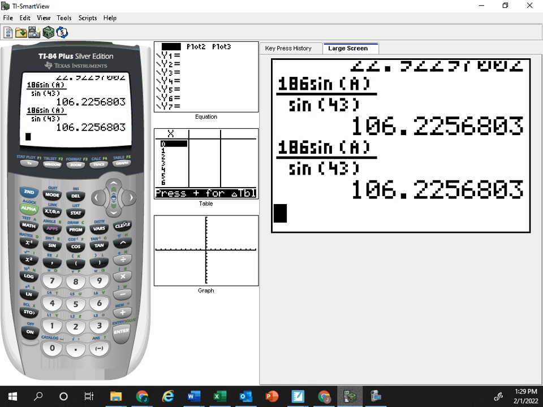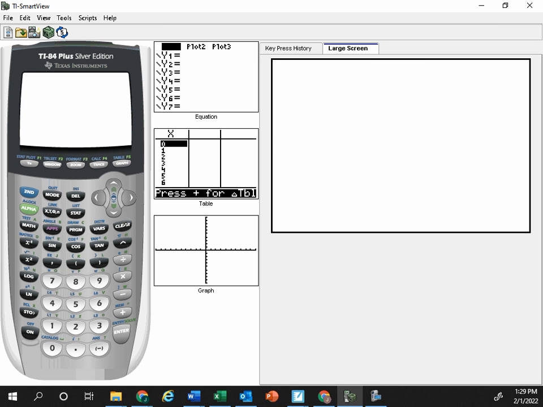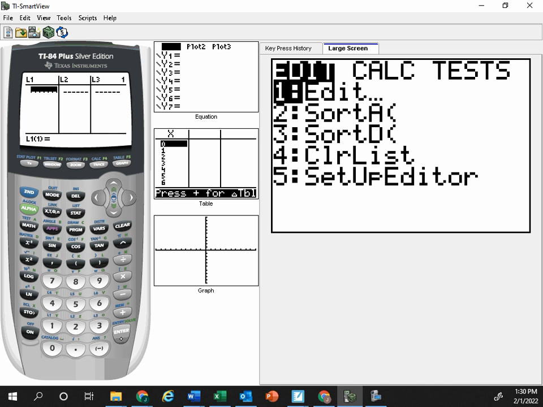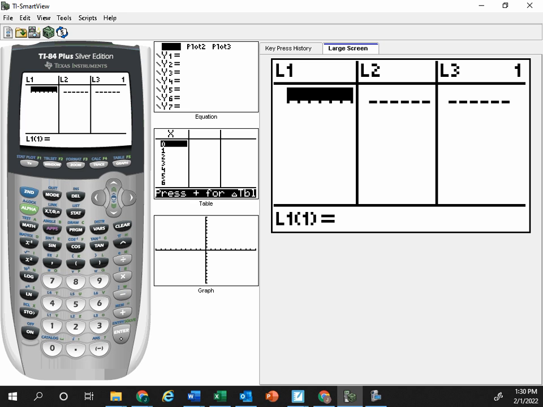So go ahead, get out your calculator. Do you remember how to put lists in? We did it last unit, so I hope you remember. Go to Stat, Edit, and then put your values in. So I'm going to put the height in list 1, so 58.